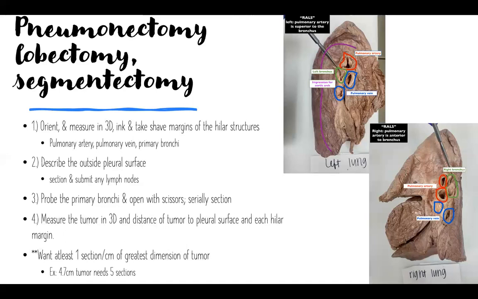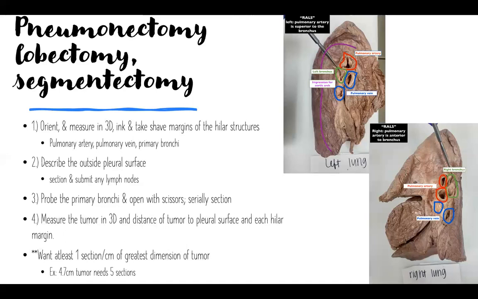Then you're going to want to describe the outside pleural surface. So is there anthracosis? That's common with smokers, and that's just like that dark little pigmentation that is on the outside of the lung. Are there bullae? Are there little cysts? Are there areas of caving in?